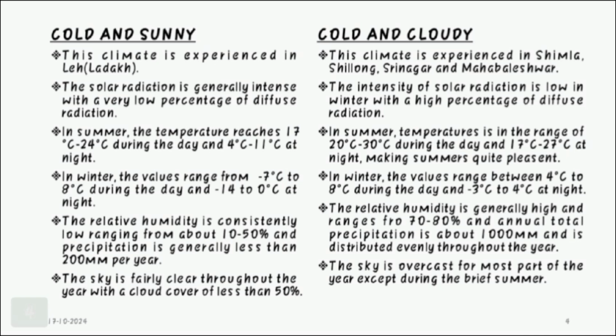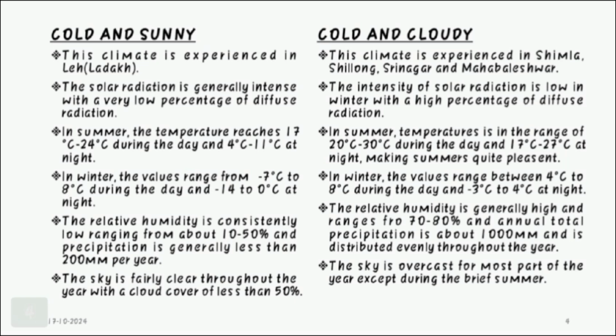In cold and sunny, in the summer, the temperature reaches 17 degrees Celsius to 24 degrees Celsius during the day and 4 degrees Celsius to 11 degrees Celsius at night. But in the cold and cloudy in summer days, the maximum ambient temperature is in the range of 20 degrees Celsius to 30 degrees Celsius during the day and 17 degrees Celsius to 27 degrees Celsius at night, making summer pleasant.